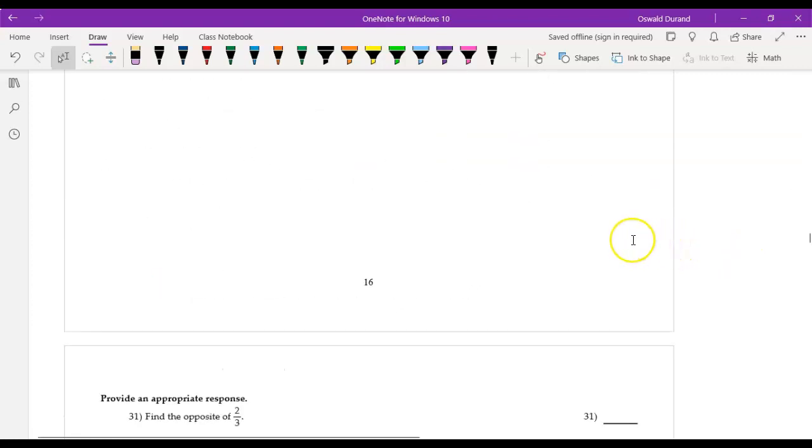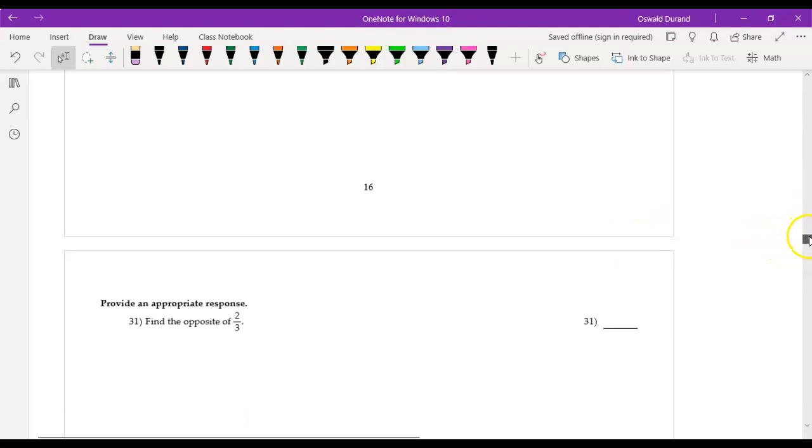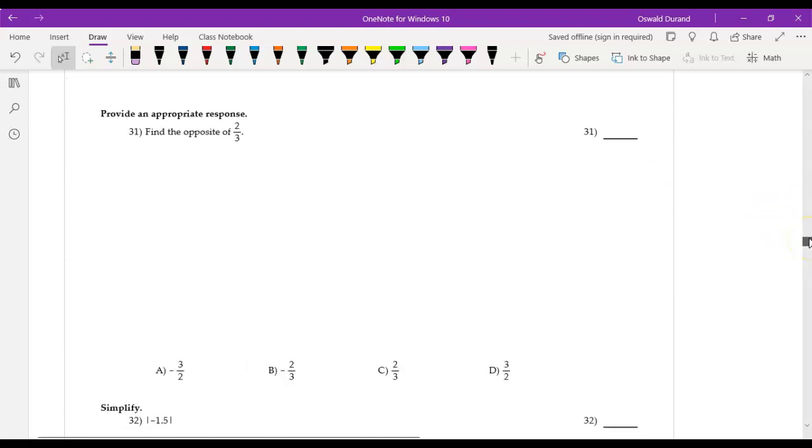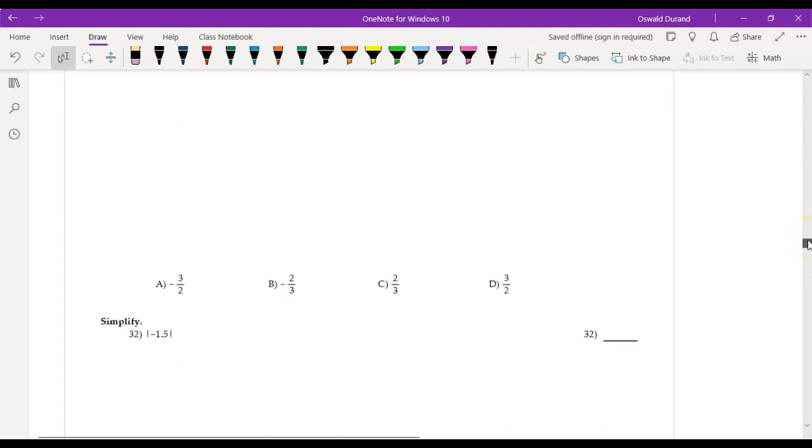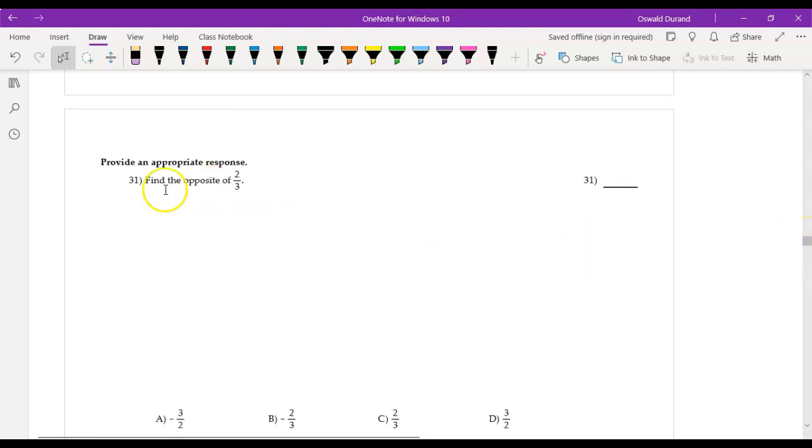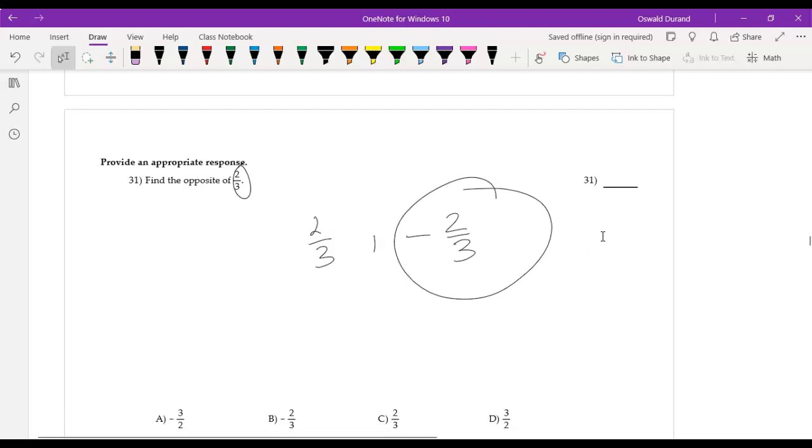Okay, so the rest, let me see. Let's look at those problems here. Finding the opposite of a number, right? So if I have a positive number, which is 2/3, the opposite of it, in terms of its sign, is negative 2/3. Okay? That's my answer, negative 2/3.